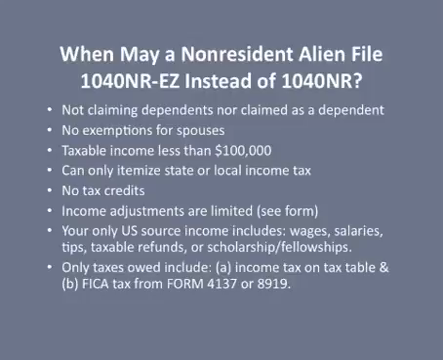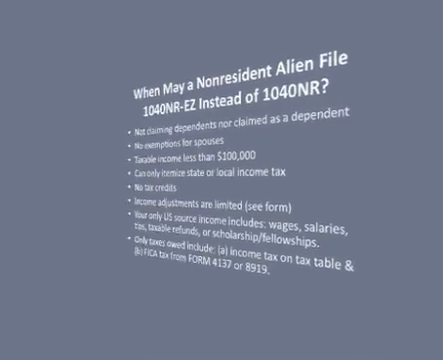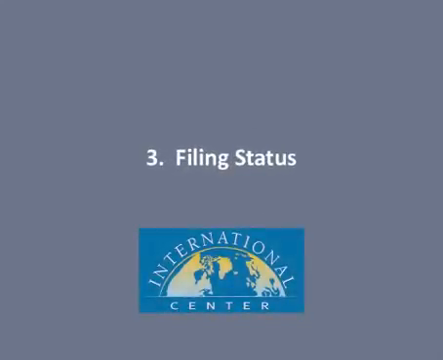You cannot have earned more than $100,000 in taxable income. You can only itemize state or local income taxes. You cannot claim any tax credits. Your income adjustments must be limited to student loan interest. You are limited to the following types of U.S. source income: wages, salaries, tips, taxable refunds, scholarship or fellowship funds.